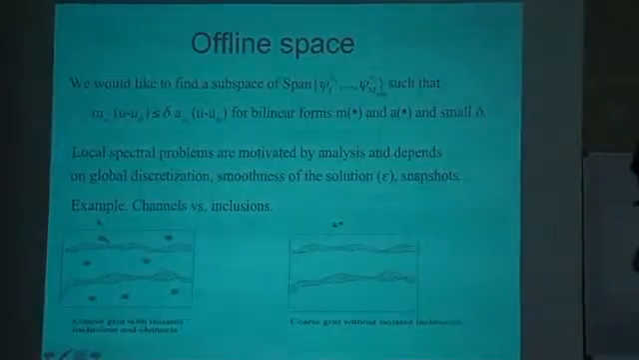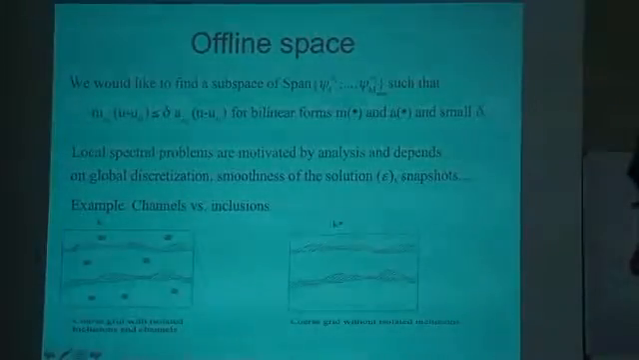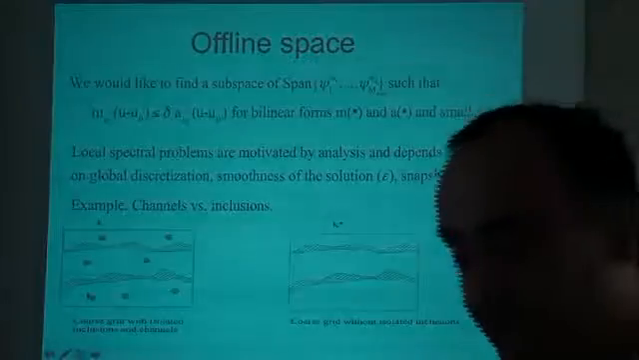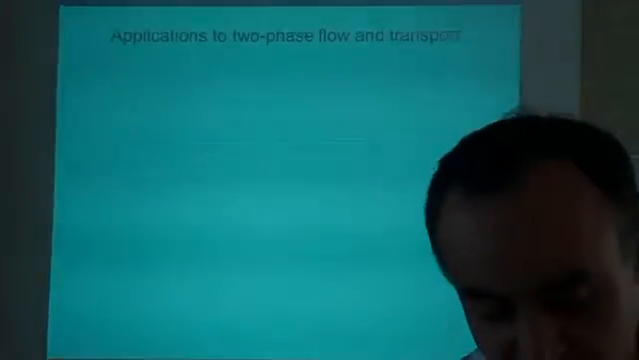So I just need one basis function for all the six, seven inclusions, but I need to represent each channel separately. But it comes out from a spectral problem and so on. So how does it work? There are many papers we've written.